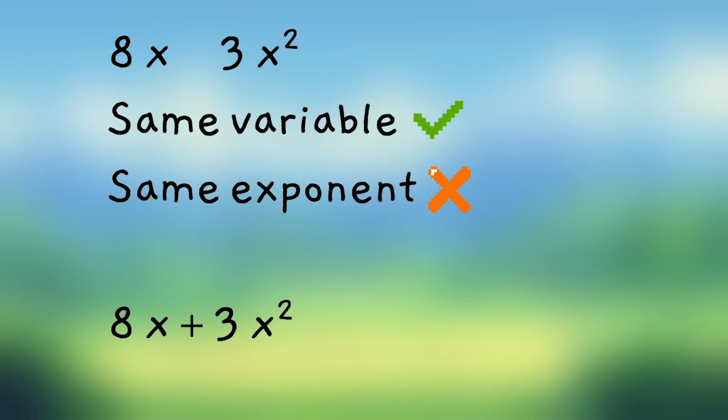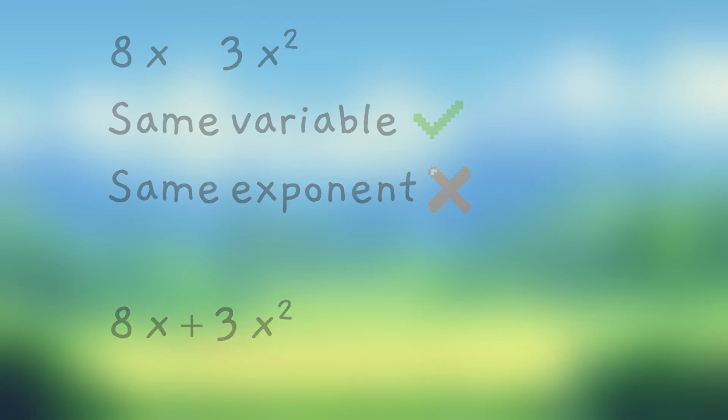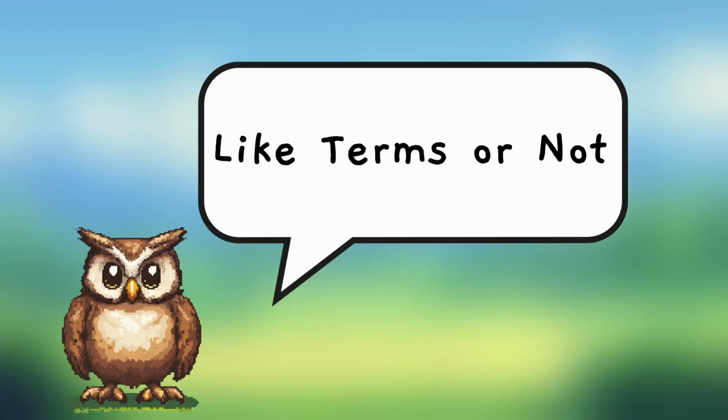The deeper question is, can you simplify this expression? Can you combine these two terms? No. No, you cannot. Because these are not like terms, our earlier reasoning does not work. We have 8x's and 3x squareds, but since x is a variable, x and x squared are as different as apples and oranges.